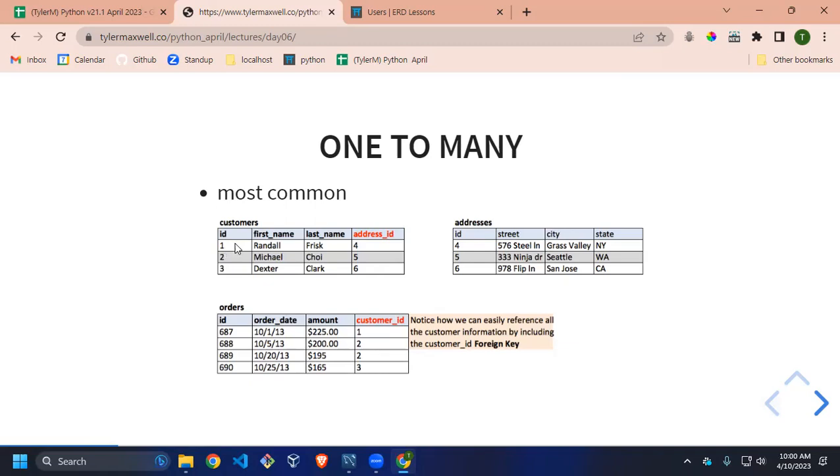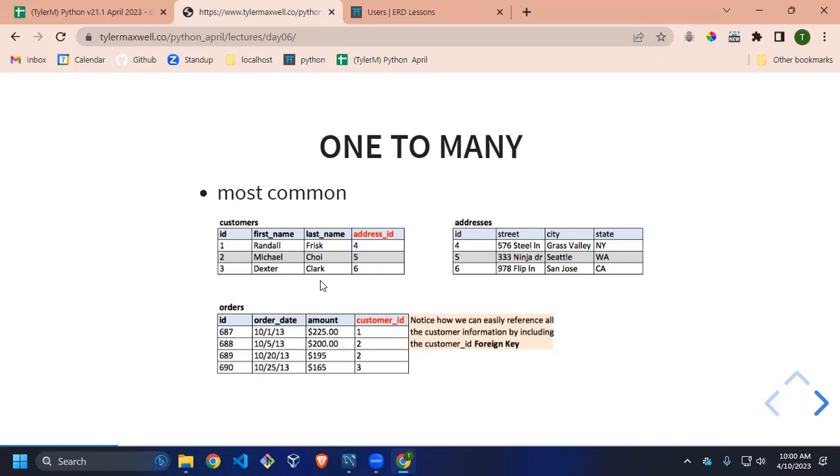Just to make sure, how much did Randall Frisk spend on his order? $225. Right. What is the order number for Dexter Clark's order? It would be 690. Right. So there can only be one order 690 with 165. There could be others like it, but this is the only one that belongs to Dexter Clark.